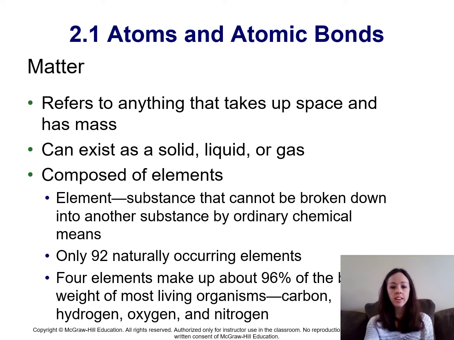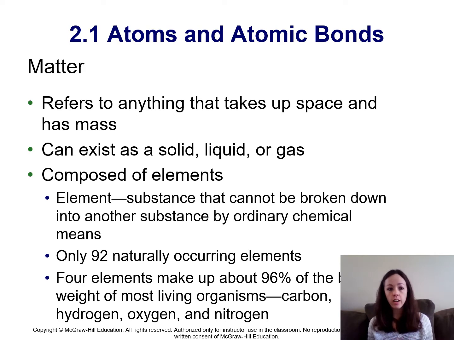Elements 61, 85, 93 through 118 were all created in a lab beginning in the 1940s because two machines called nuclear reactors and particle accelerators were created. So scientists were able to use these to create new elements. However, we are only going to be focusing on two main ones, carbon and hydrogen.